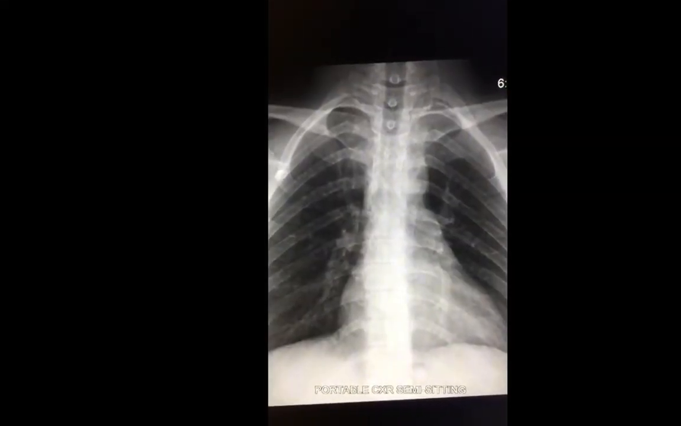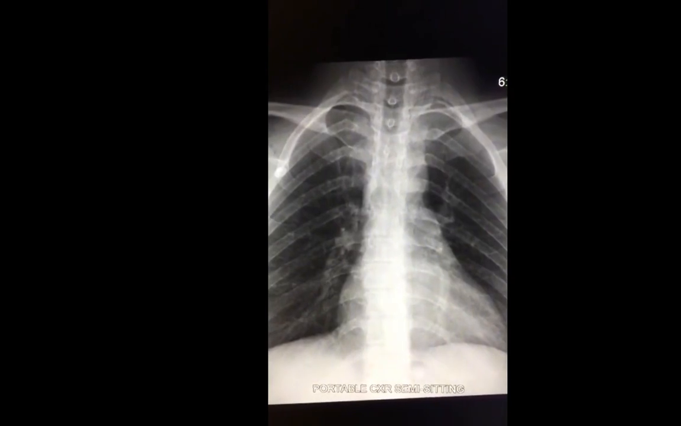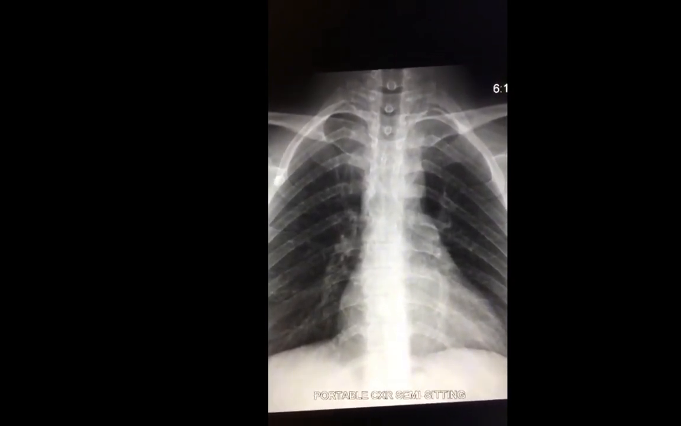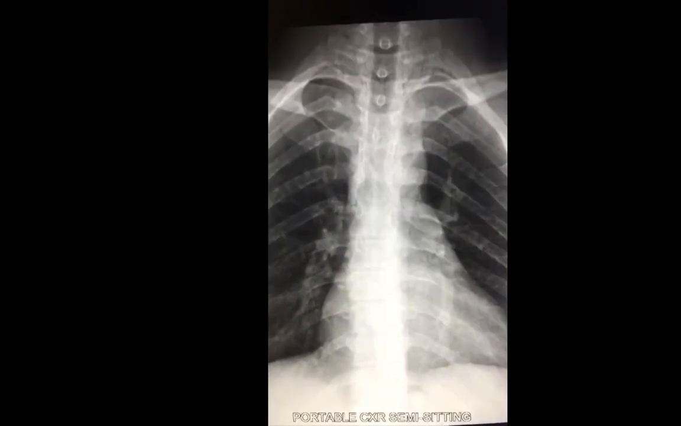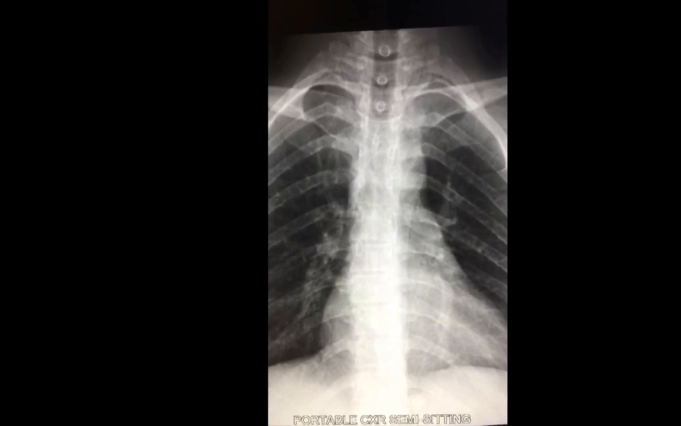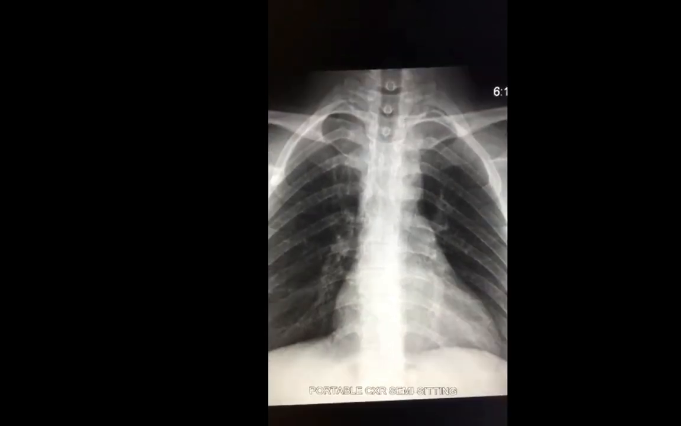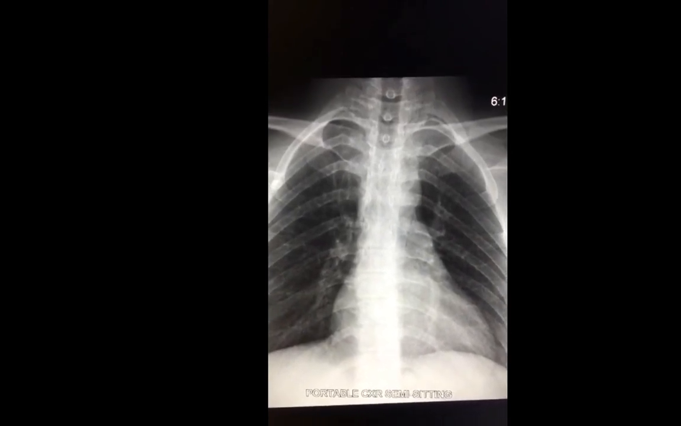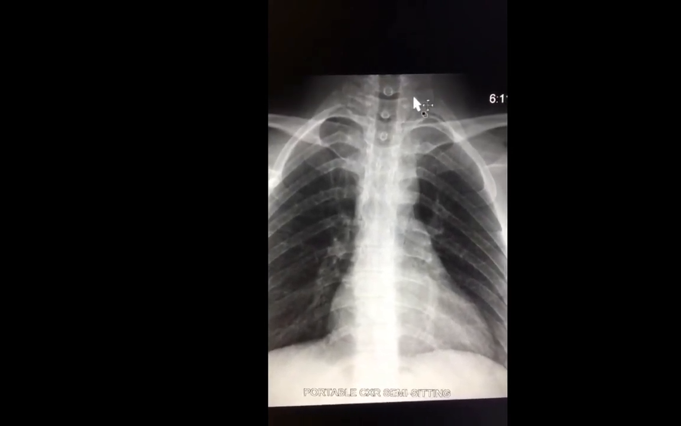This is a portable, semi-sitting chest radiograph where the quality is not as good as your classic PA standing chest X-ray. However, many important things could be seen on such radiographs, one of which we could see here. Looking carefully, you'll notice that you have linear or curvilinear air lucencies in the neck.